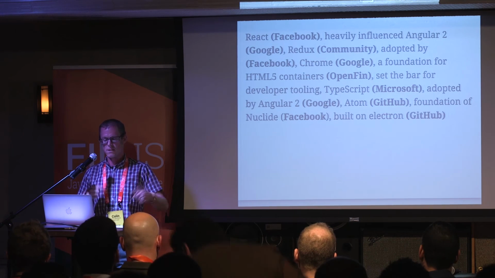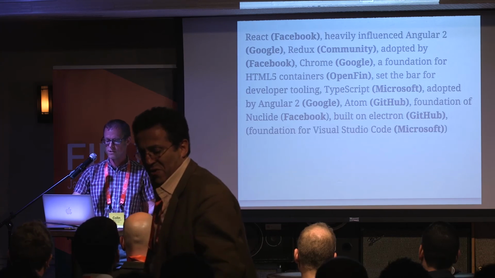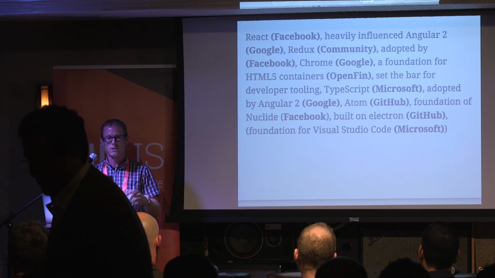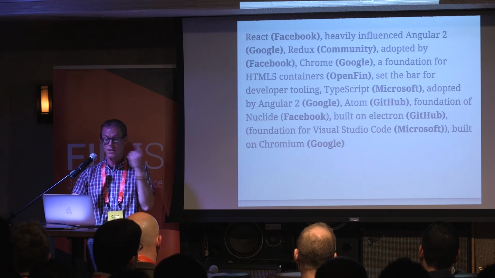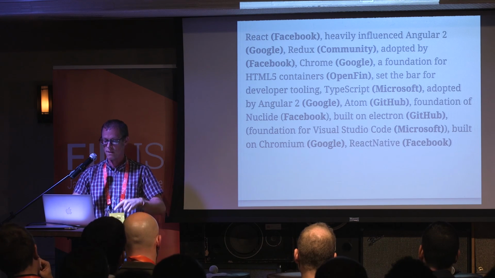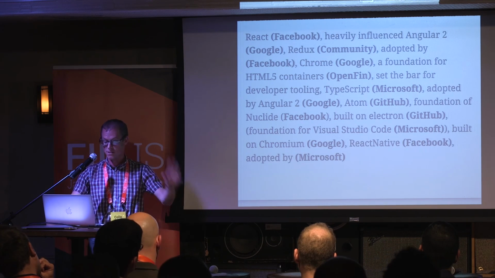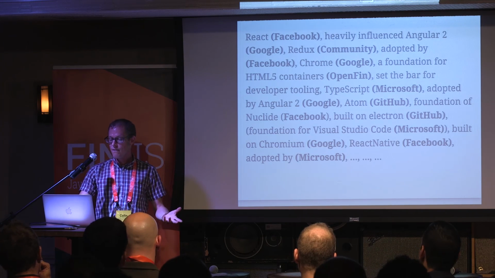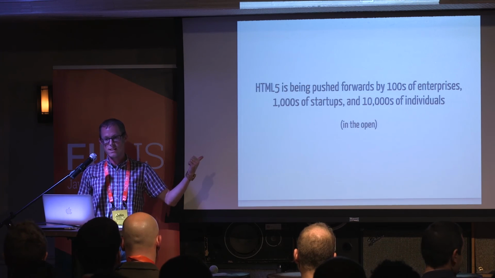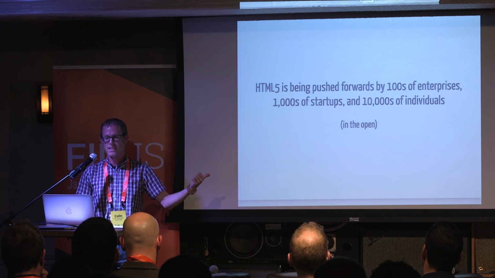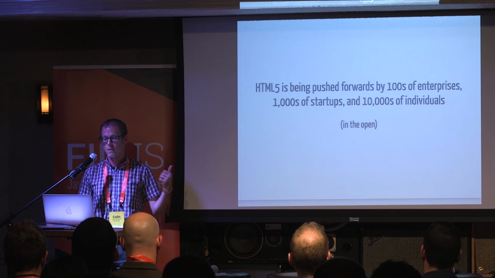And Atom is built on top of Electron, which is also a GitHub project, which is itself the foundation for Visual Studio Code, which is a Microsoft project, which is built on top of Chromium from Google. And then there's React Native, which has been adopted by Microsoft. OK, hopefully you get the picture. This is why I like HTML5. This is why I enjoy working with HTML5.